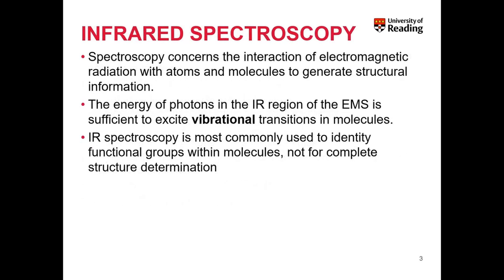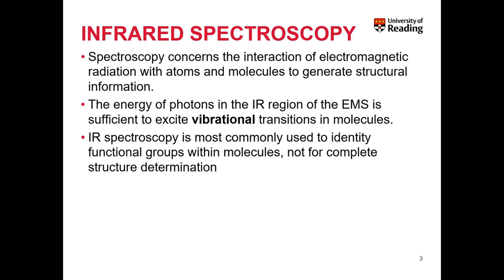Now, spectroscopy in general concerns the interaction of electromagnetic radiation with atoms and molecules to give you some information about them. We've seen this in the previous section about UV visible spectroscopy, where we looked at a form of spectroscopy which uses light in the UV and visible region. And what we saw is that you can use this technique to quantify the amount of material you have in a given solution, or to calculate the pKa of a functional group.